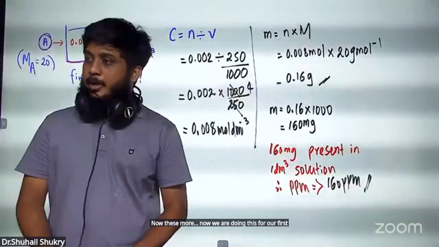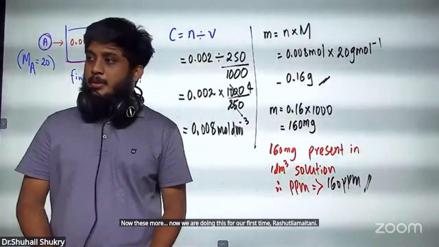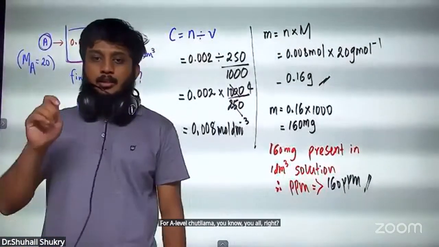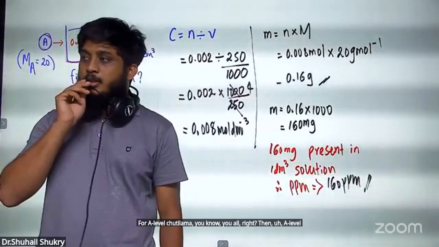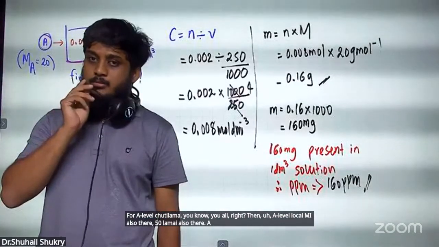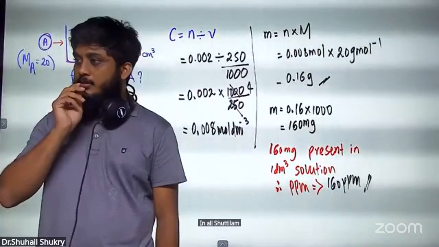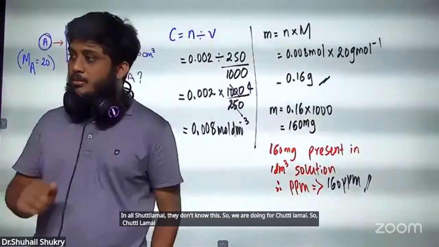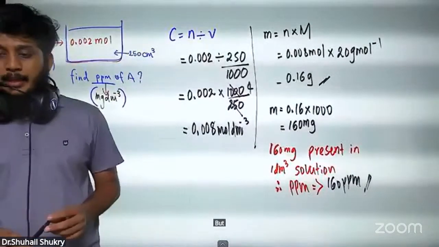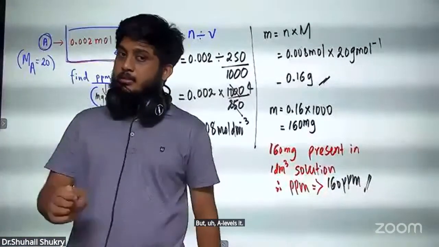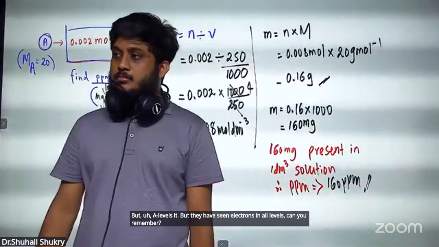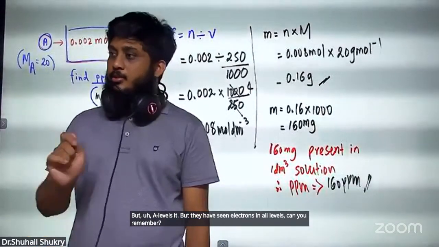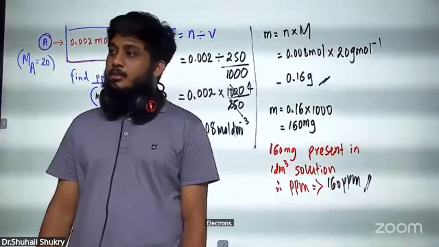For A level students, there are older students and younger students. The older A level students know this. The younger A level students don't know this, so we are doing it for them. They haven't seen electrons in A levels yet, but they have seen electrons in O level. Can you remember?